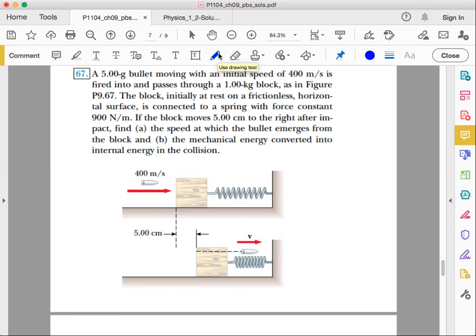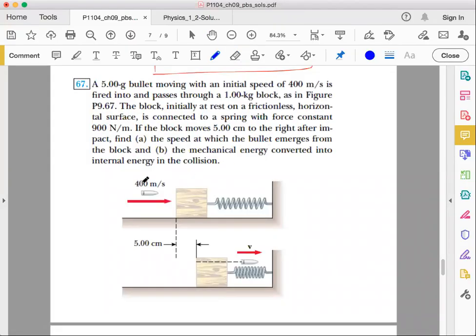So in this case, what happens is that you have this bullet, and it passes completely through the block of mass 1 kilogram at an initial speed of 400 meters per second. Now, after the collision, the block will move 5 centimeters to the right. We have to find the speed at which the bullet emerges from the block. That's number one. And then how much of the mechanical energy is converted into internal energy in the collision. So let's start with part A.